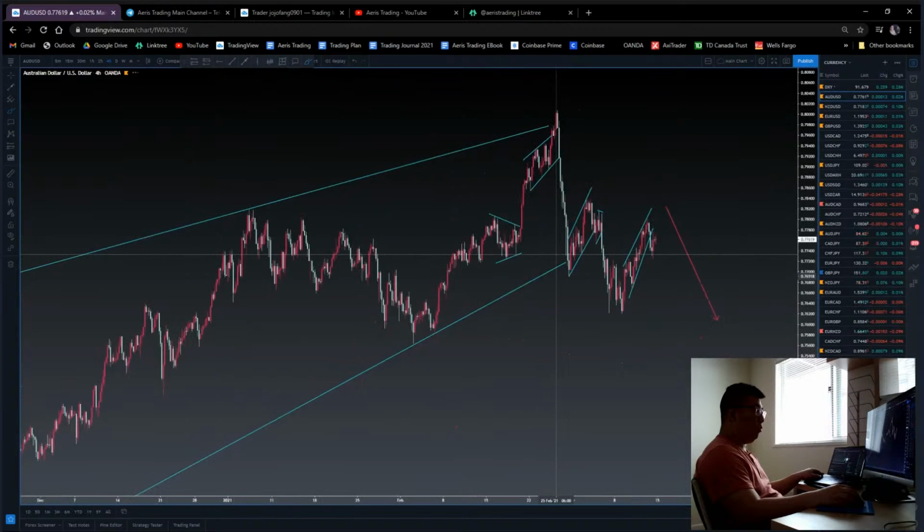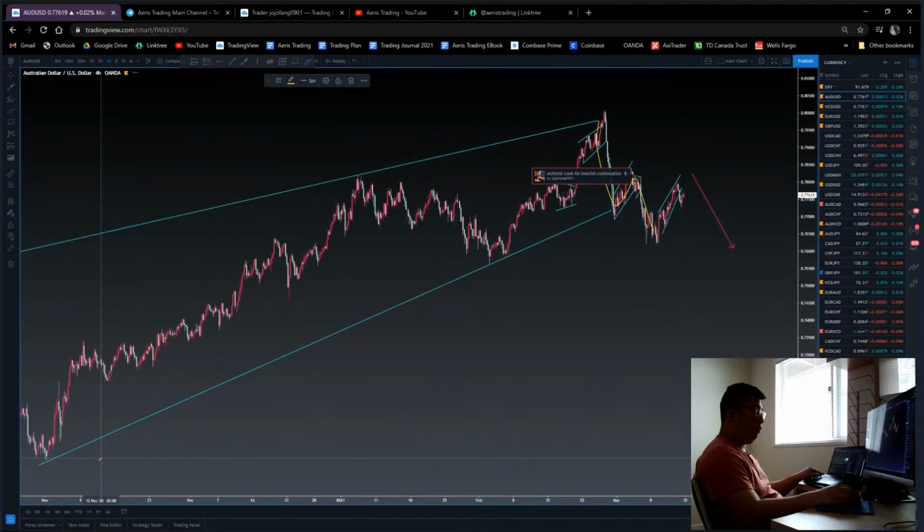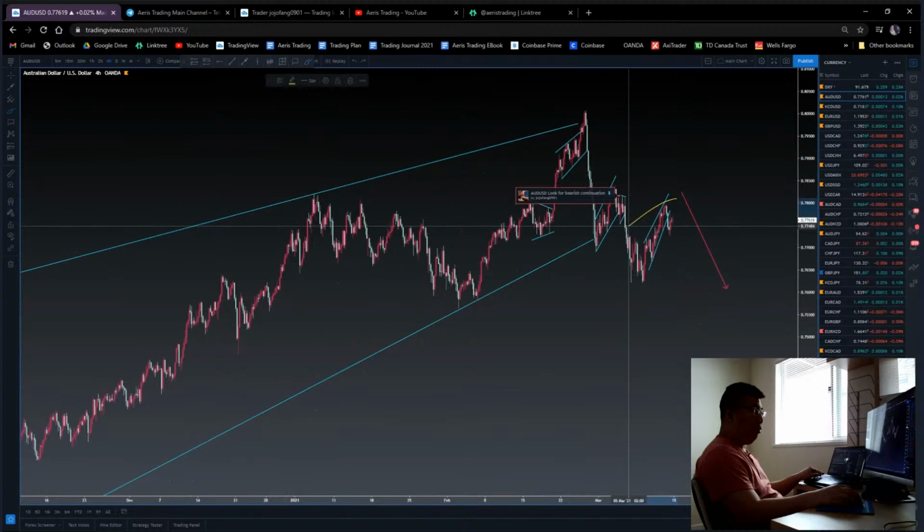Here is the most crucial area. We break out of this higher time frame wedge, but are we going to get more bearish price action to continue the downside from here? We had a bullish move down here. Is this all the correction we need, and then continue downwards to the low, and then eventually.